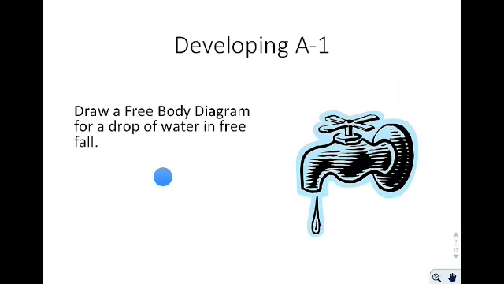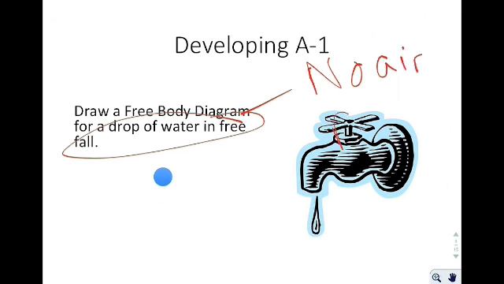So developing A1, it says draw a free body diagram for a drop of water in free fall. Now, whenever we say free fall indicates that there is no air resistance. So there is only one force that is acting on this particular drop of water, and that would be the force of gravity. So I would draw an arrow pointed down, and I would say Fg, indicating that it is due to the force of gravity.